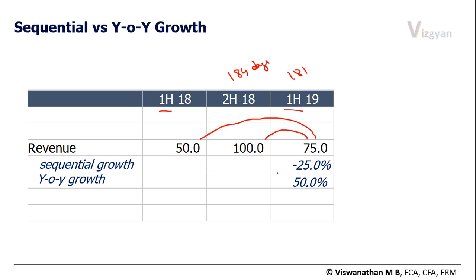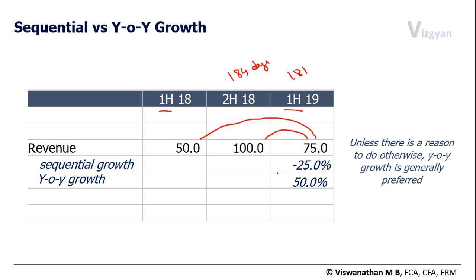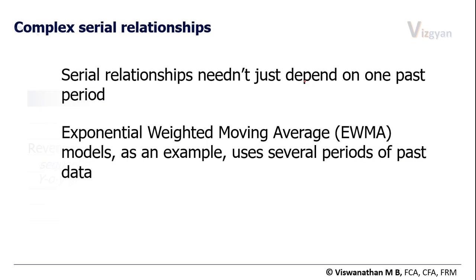Which growth rate should you use in your model? It also depends on the underlying circumstance, but unless you have a reason to believe that sequential growth is the best growth to use in your model, I would always recommend working with year-over-year growth. Almost every business everywhere depends on seasonal factors, and definitely the difference in the number of days is an issue as well. Are these the only things that we need to know about time series relationships?